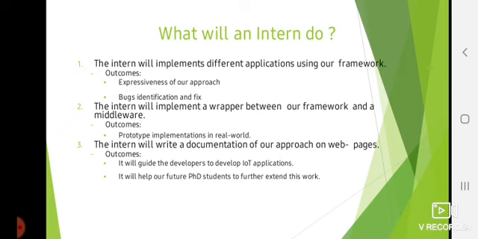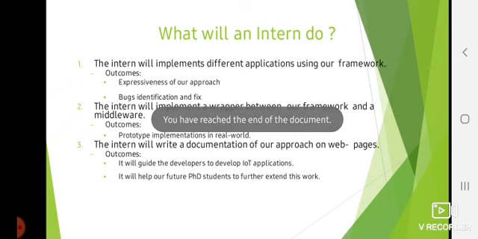The outcomes are the expressiveness of our approach, and bug identification and fixing. Next, the intern will implement a wrapper between our framework and a middleware. It gives a prototype implementation in the real world. Next, the intern will write documentation of our approach on web pages. The outcomes are that it will guide developers to develop IoT applications, and it will help our future PhD students to further extend this work. Thank you.